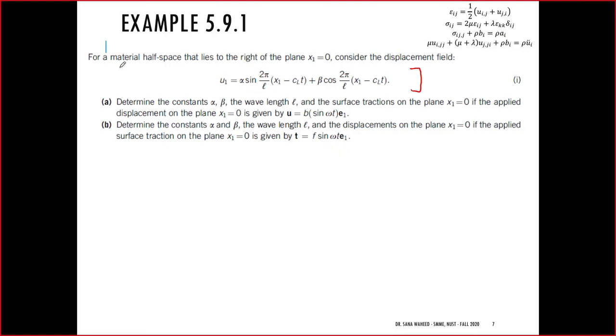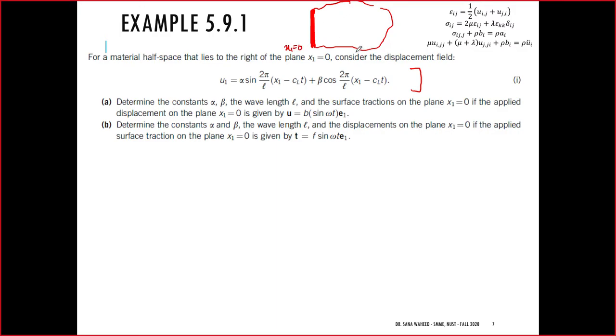Okay, so consider that we have a material half space. Now what a half space means is that it's infinite but half infinite, right? It's infinite in this direction, infinite in this direction, and so on. But here there's just one boundary. So that's what a material half space is, that lies to the right of the plane x1 equals 0. So this is the point where x1 equals 0 and it lies to the right of that.